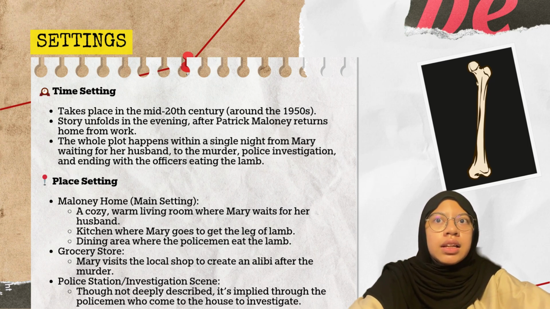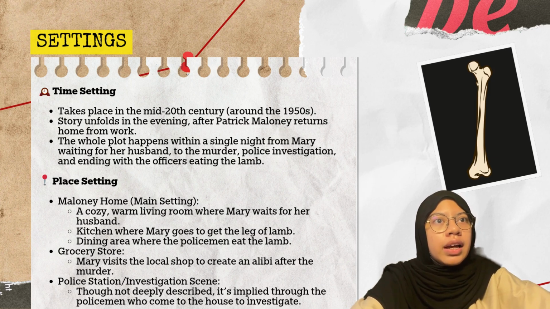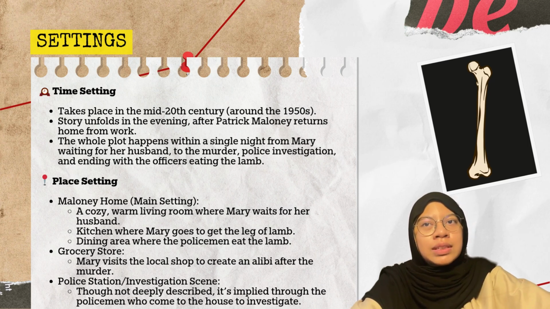Next, let's look at the place setting. Most of the story happens in the Maloney home, especially in the living room and the kitchen. This is where Mary and Patrick have their conversation and where the crime takes place. Another important setting is the grocery shop, where Mary goes to create an alibi. Finally, the story also takes place at the crime scene, when the police come to investigate the Maloney house.